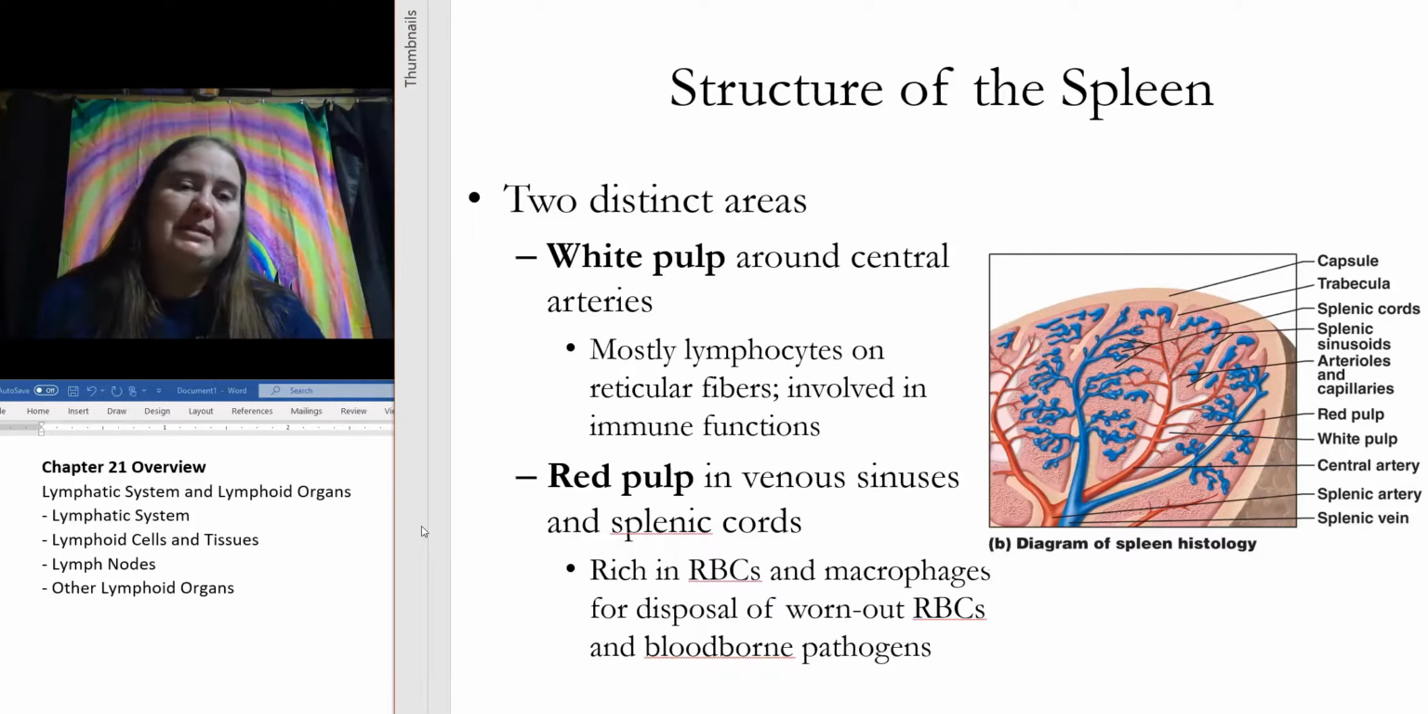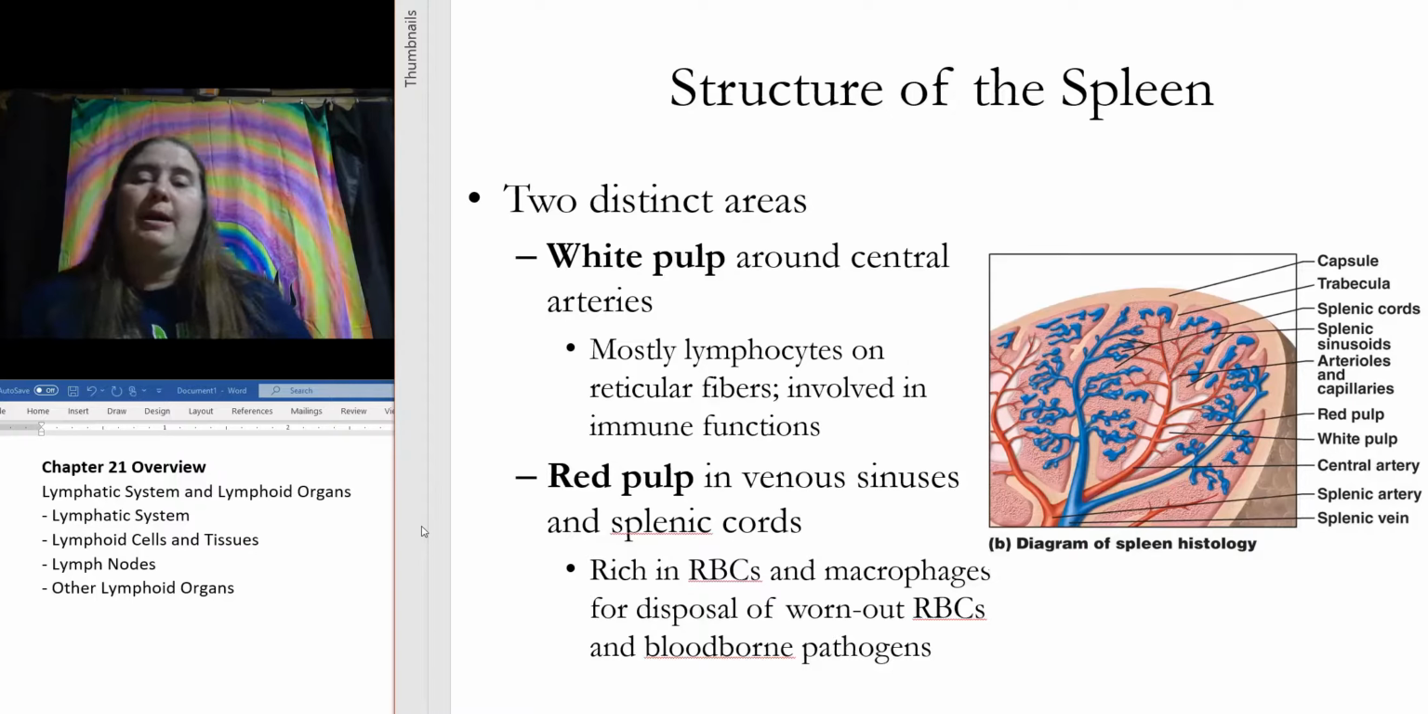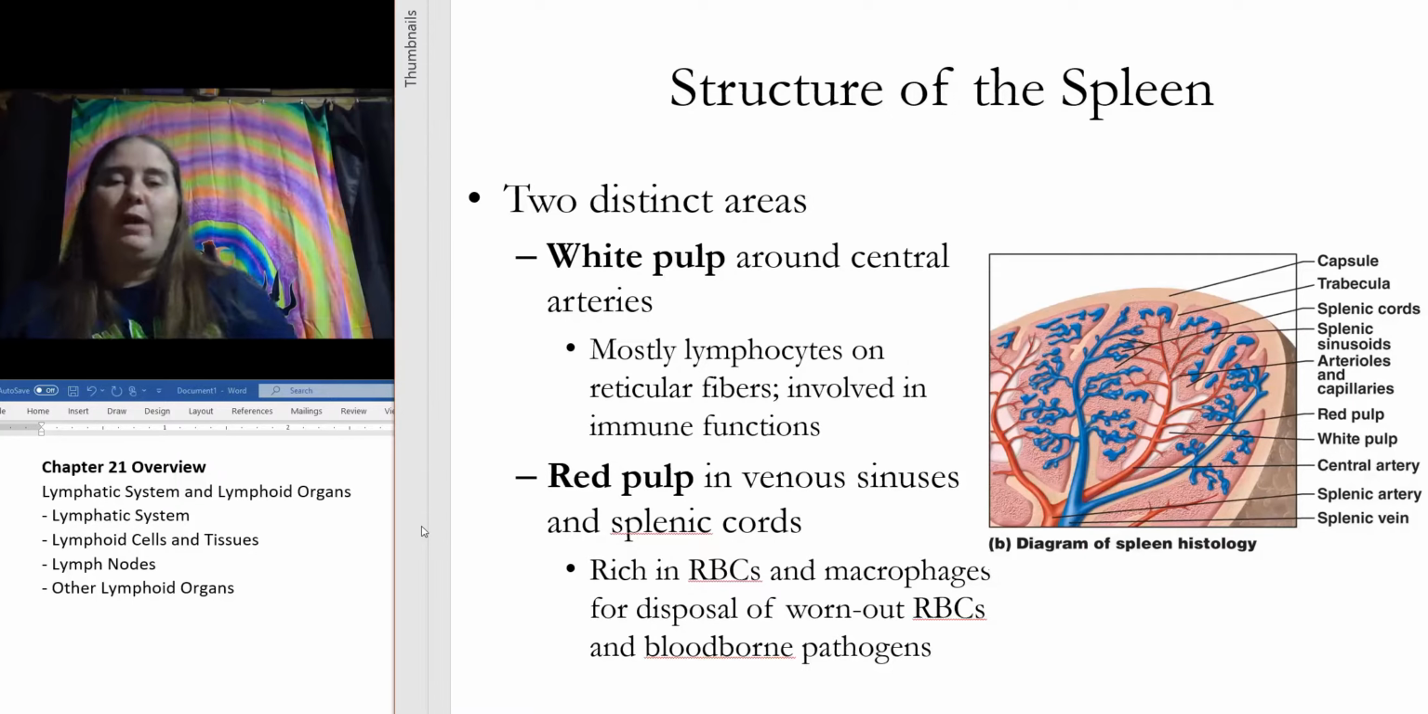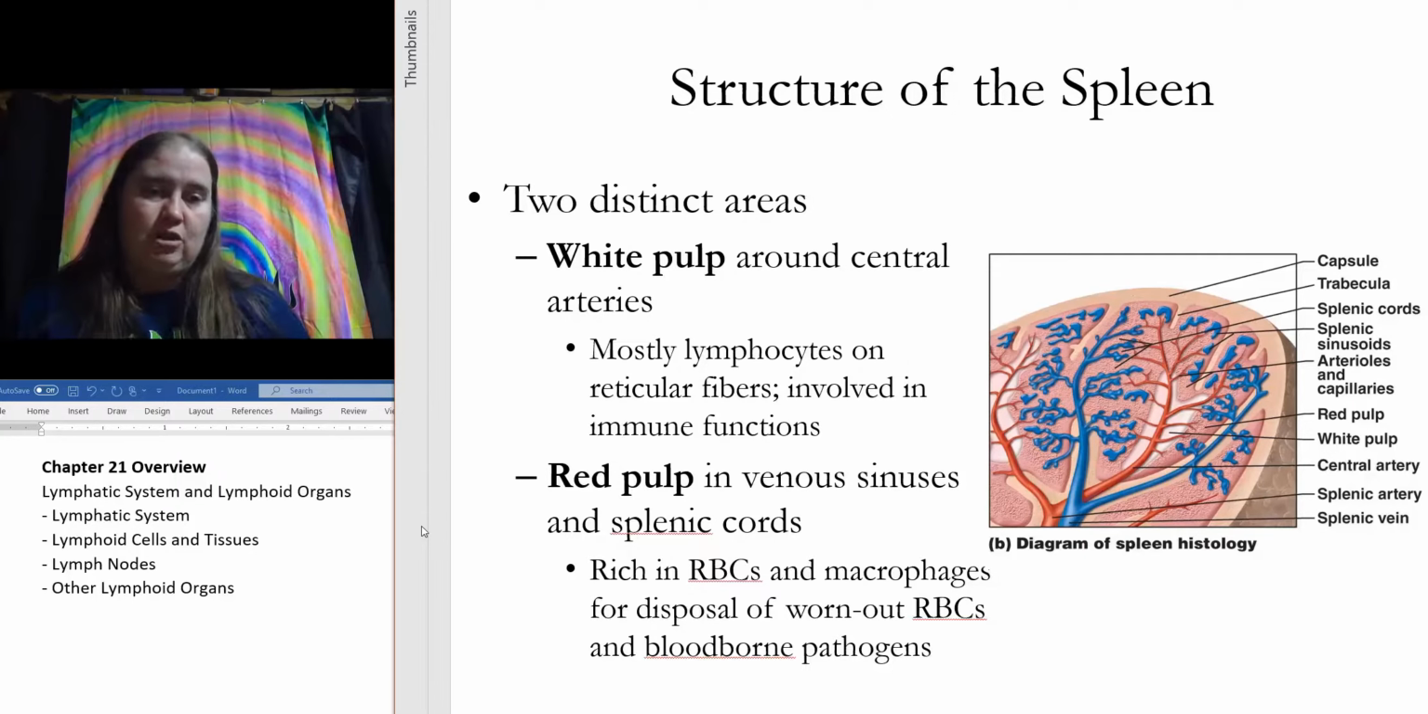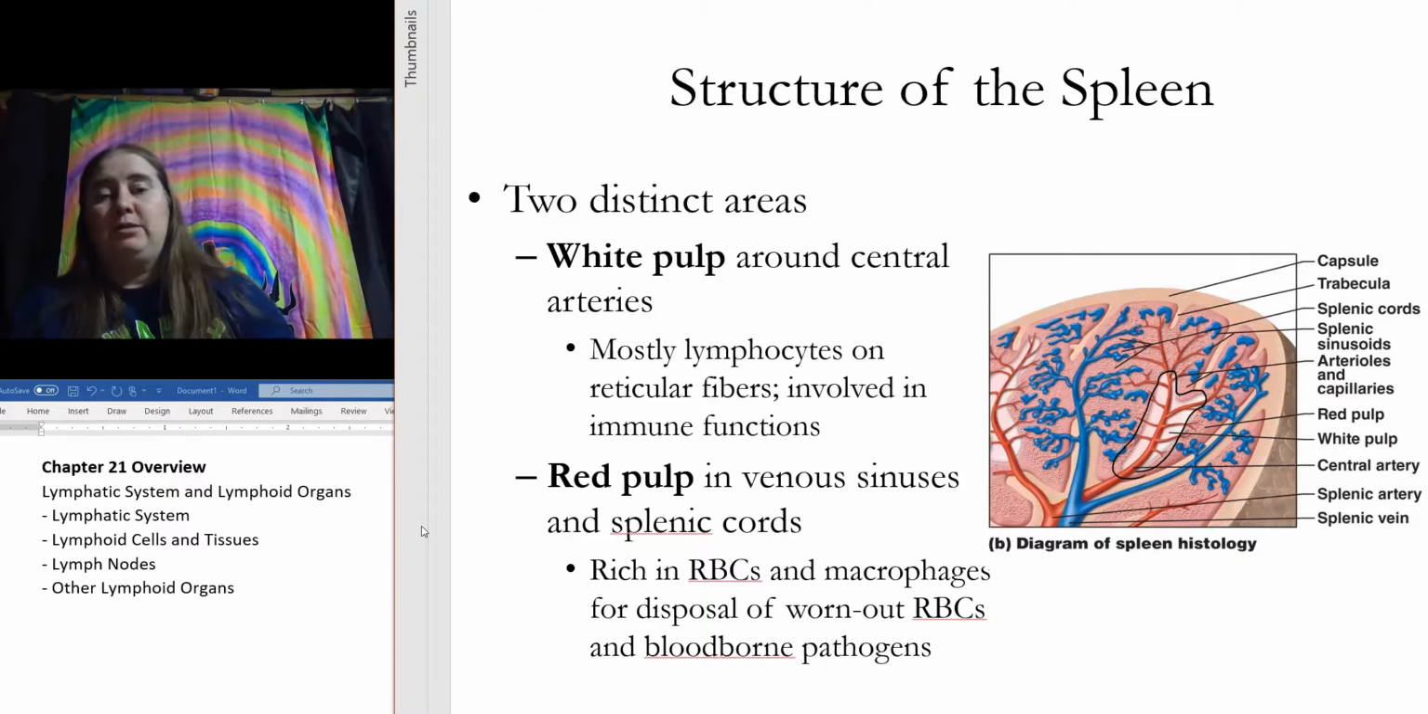So within the spleen, we actually have two distinct areas. One area is called the white pulp. The other is called the red pulp. The white pulp actually surrounds the central arteries. So over here in this picture is our arteries coming up, and what we can see is this lighter region here. This is called our white pulp. Okay. Now, this is mostly lymphocytes within our reticular fibers, and it is involved in immune function.